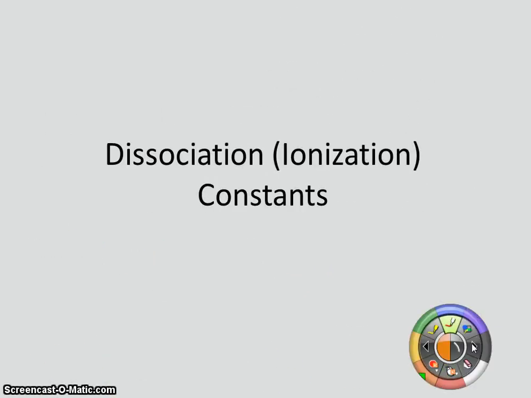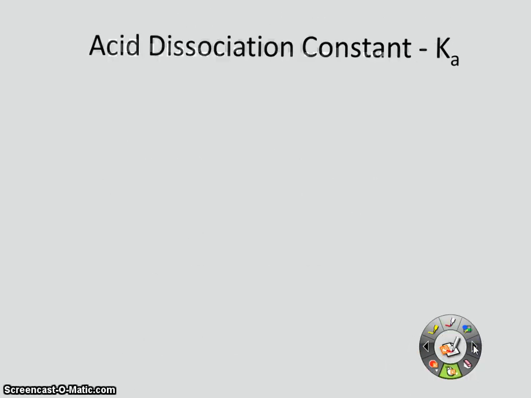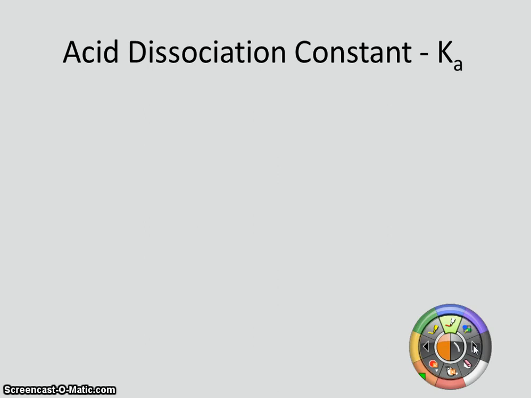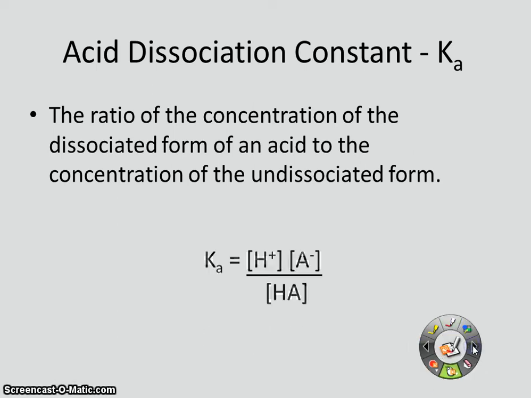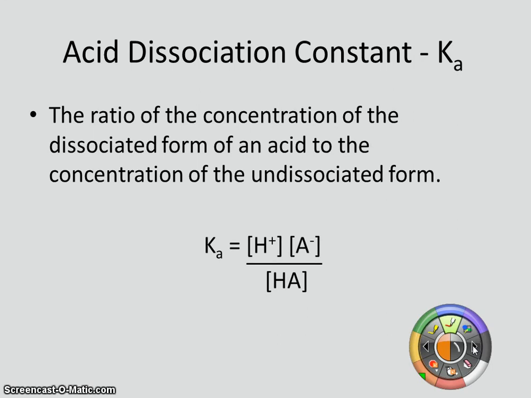Alright, so that brings us to dissociation or ionization constants. There are three we're going to focus on. One, which is the acid dissociation constant, K subscript A. And that's going to be your ratio, so we're going to be using division, of the concentration of the dissociated form of an acid to the concentration of the undissociated form. So your Ka is your H plus your anion.